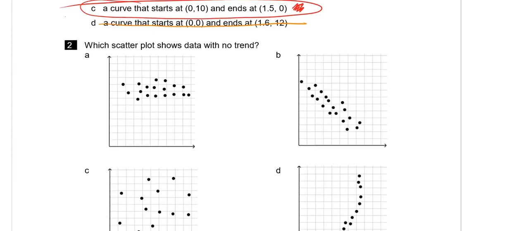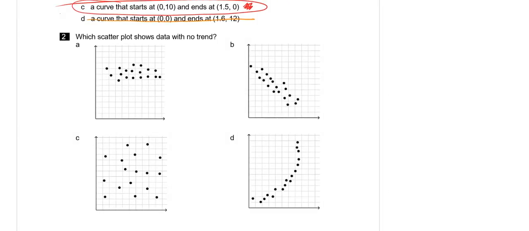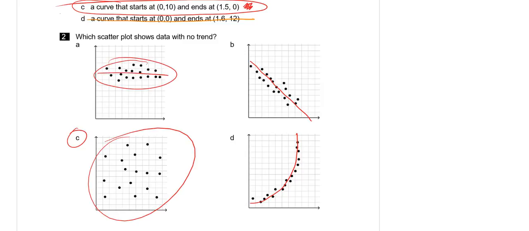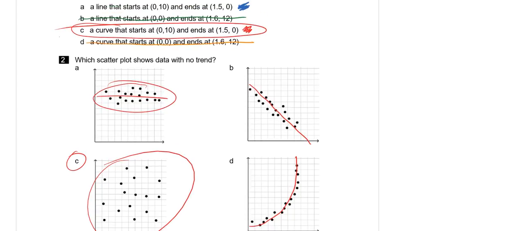Which scatter plot shows data with no trend? Why do you think C? Very good. This looks like a curve. This is decreasing. This is kind of flat, but they're still kind of clumped together. This one, they're just all over the place. Good job. Any questions about that?